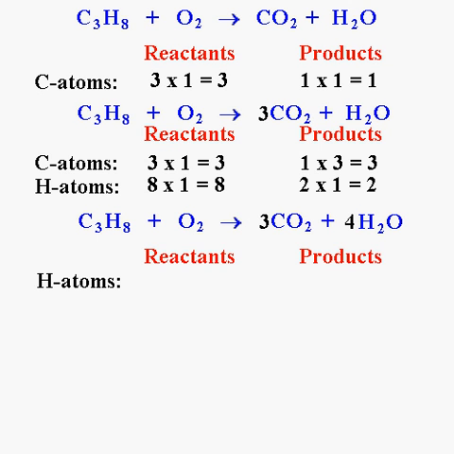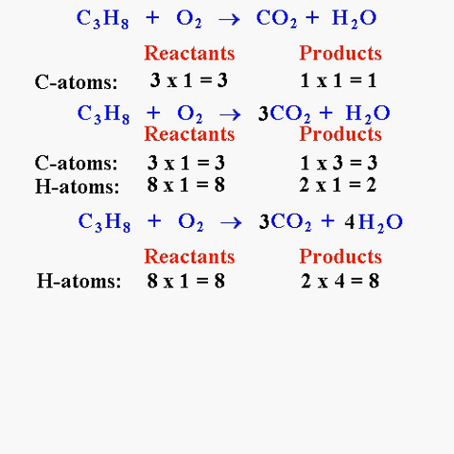Now look what we have. On the reactant side of the equation, nothing's changed for the hydrogen atoms. I still have 8 hydrogen atoms in C3H8, 1 C3H8 molecule, so a total of 8 hydrogen atoms. On the product side, I now have 2 hydrogen atoms per water, but I have 4 water molecules, so I have a total of 8 hydrogen atoms on the product side, and now the hydrogen atoms are balanced.